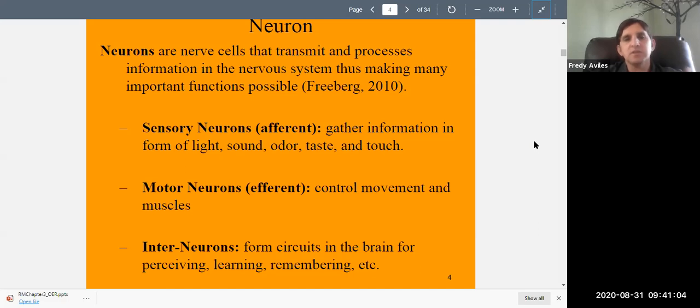And of course, these neurons make many important functions possible. Without these neurons, you're just a bag of meat that doesn't do anything. These neurons allow you to think and feel and remember and walk and talk and do all those things. Without them, you can't really do anything. You're just a lump of flesh, okay?